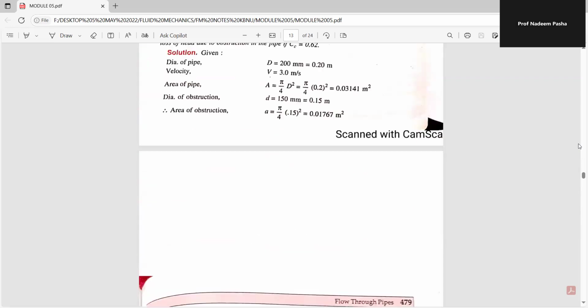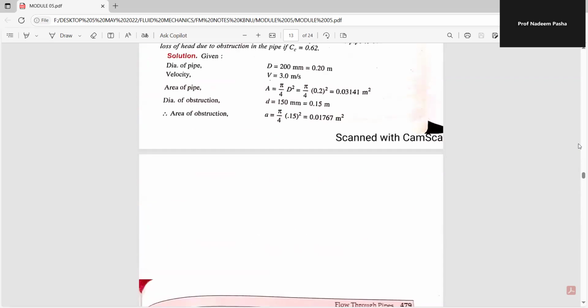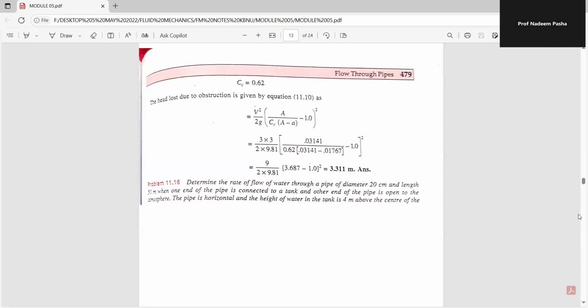So what is this small a or alpha? You just see here. It is the area of obstruction, pi by 4 into d square. If you do the calculation, you will get the value of loss of head due to obstruction in a pipe equal to 3.311 meter.